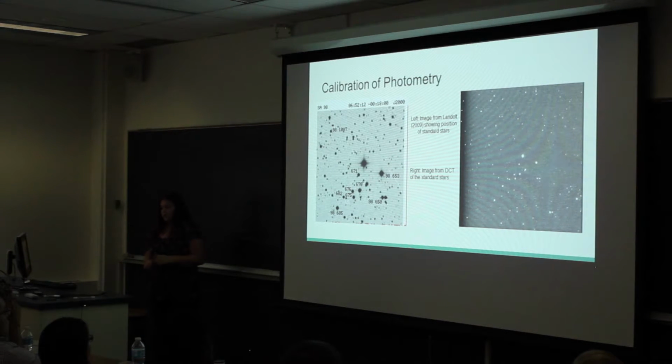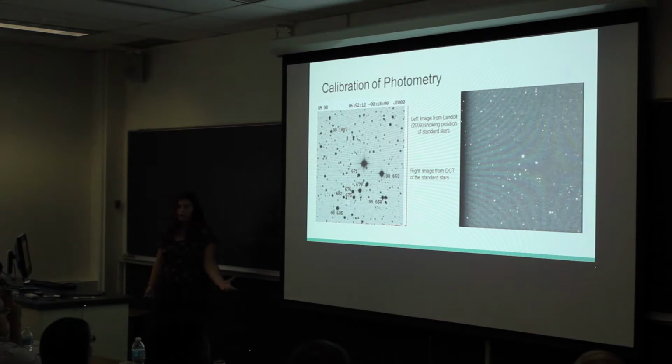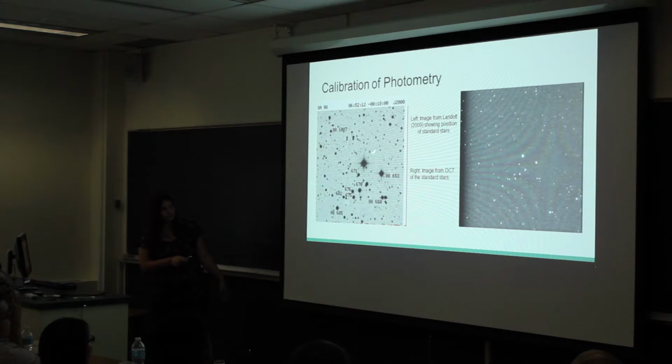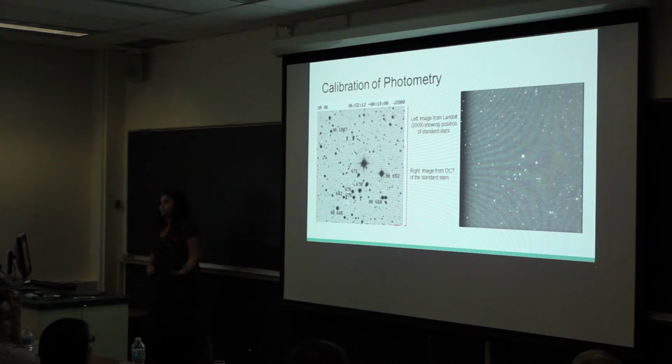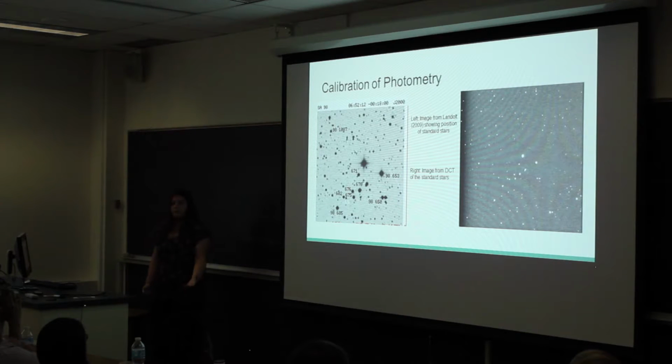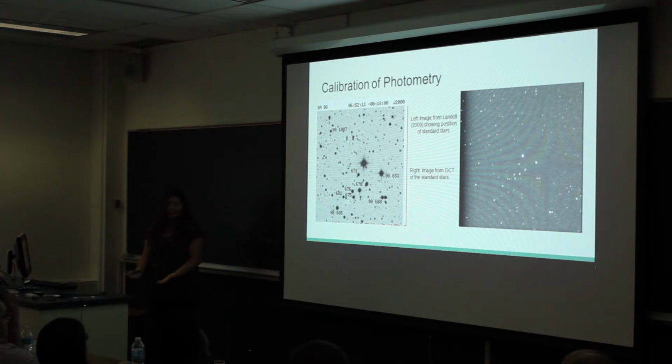With the data we took, you can get it to fairly good accuracy, but in order to get it to be nearly perfect, we have to compare it to stars that we already know. So this is an image taken with the DCT, and you can notice that these stars are the same as these. These are called standard stars. They would be like a control in an experiment. You can compare them and make sure that your data is accurate.